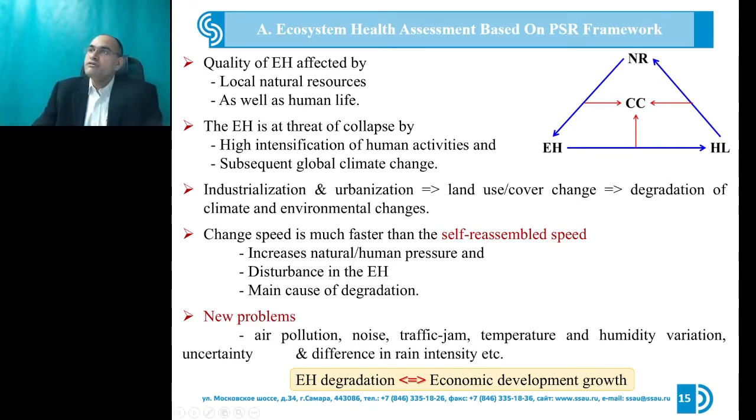So here you can see natural resources. If natural resources are disturbed, then ecosystem health is also disturbed, and later it affects human life. Ultimately everything affects global climate change, because if you see that somewhere there is industrialization or urbanization, there are a lot of land use land cover changes, and they directly degrade the climate and cause environmental change.